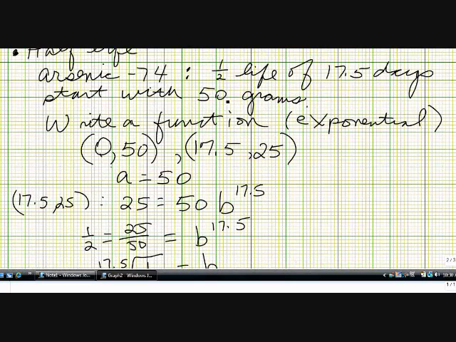So I start with 50 grams, so I let my A be 50. And my half-life is 17.5 days, so that's how I get my second point, the 17.5 days. Days, time is almost always the x. And the y is going to be the grams, and half-life means that I have half the number of grams after that amount of time. So I take that 50 and divide it by 2, and that's how I get my 2 points.